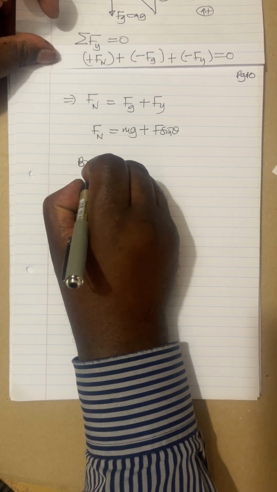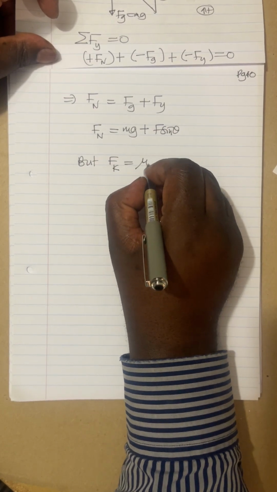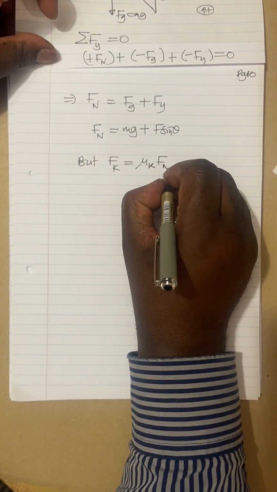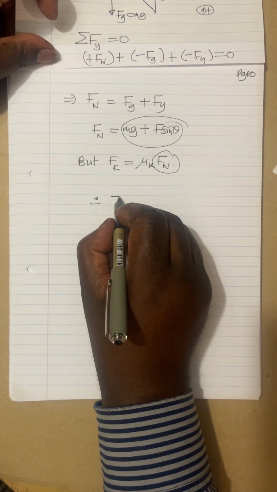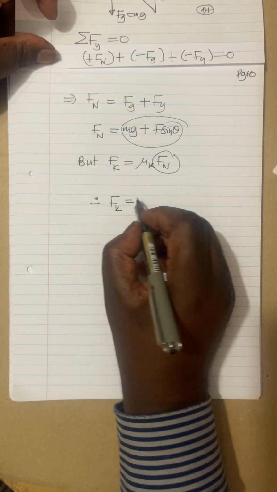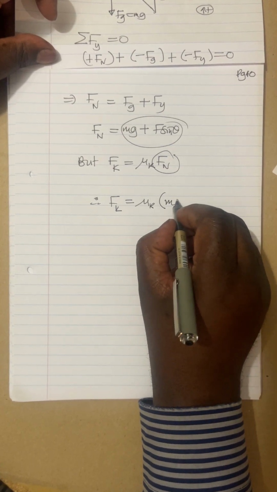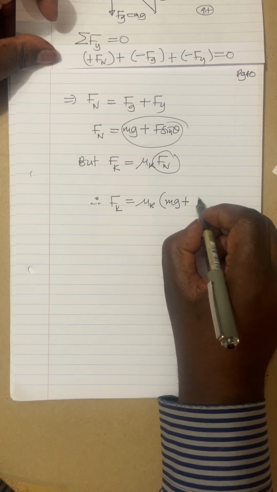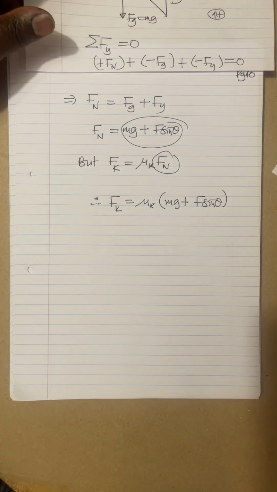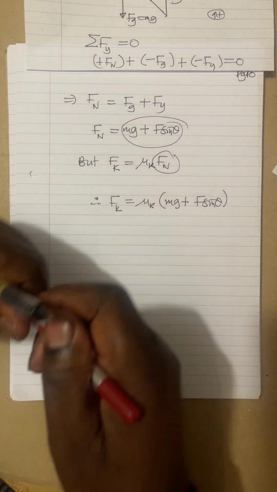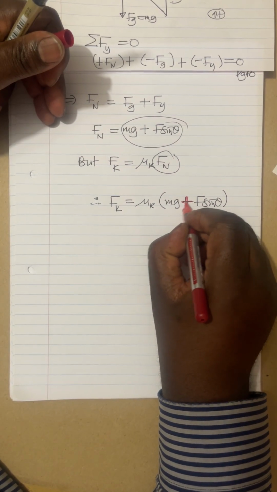Now, what did we say? But kinetic frictional force is mu k times normal force. So in that place now, I must put that. Therefore, Fk is equal to mu k, open brackets, mg plus F sine theta. Now, like I did in the previous one, I'm going to put a plus sign here in red.